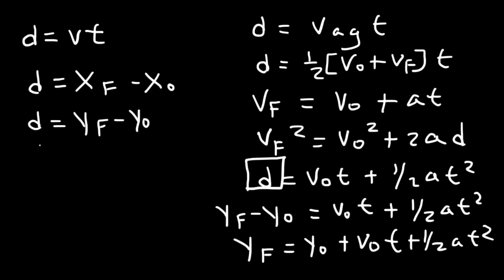Now d can represent displacement, or sometimes you can use it to find distance. Distance and displacement are the same if the object moves in one direction and doesn't change direction. Whenever the object changes direction, displacement and distance are different, so you've got to be careful in the way you solve it. But if it's moving in one direction, distance and displacement are the same in that case.